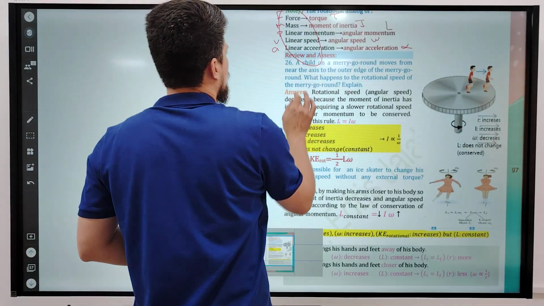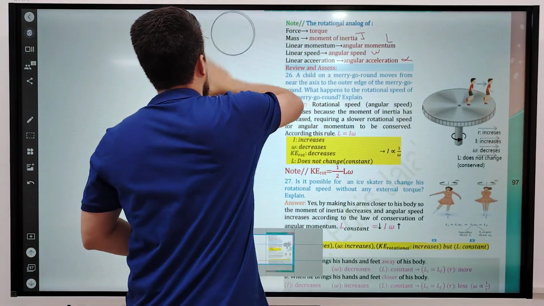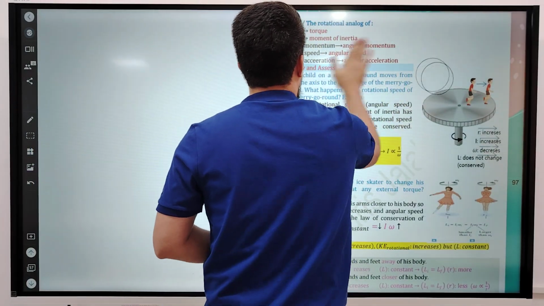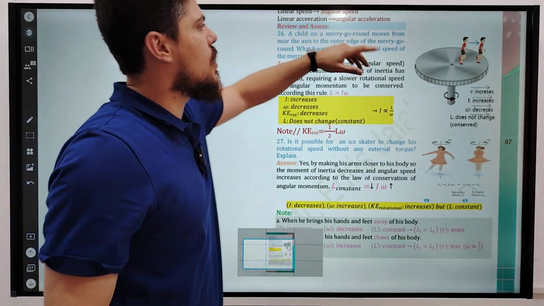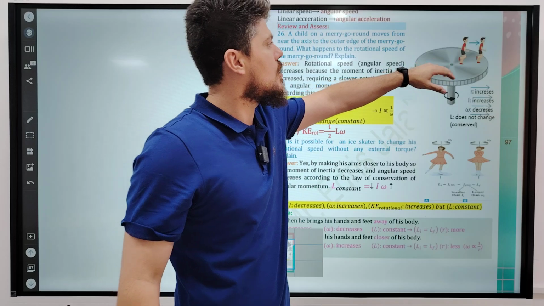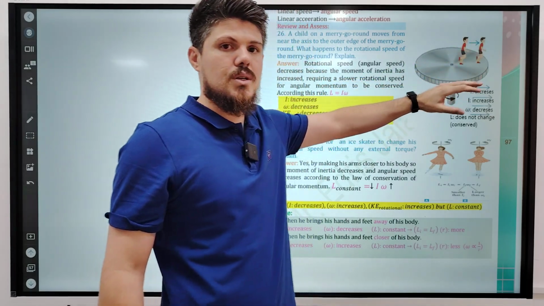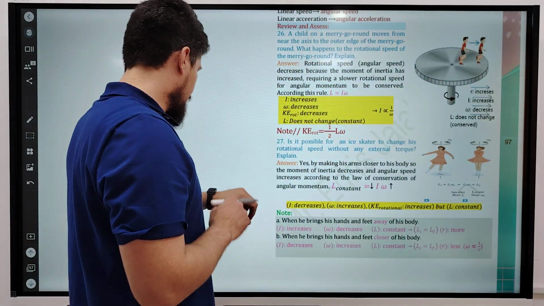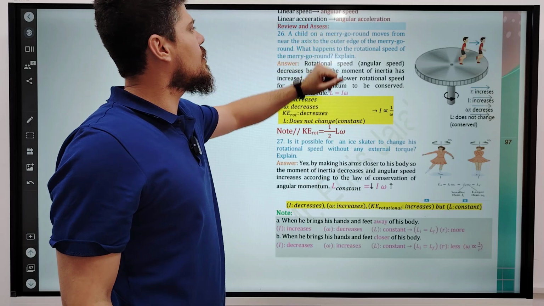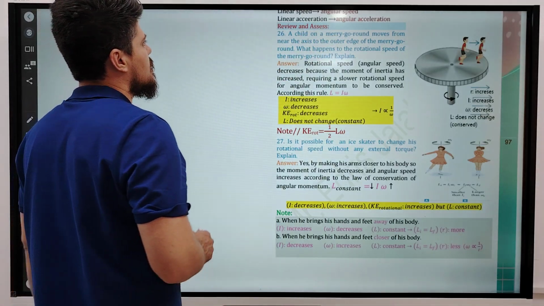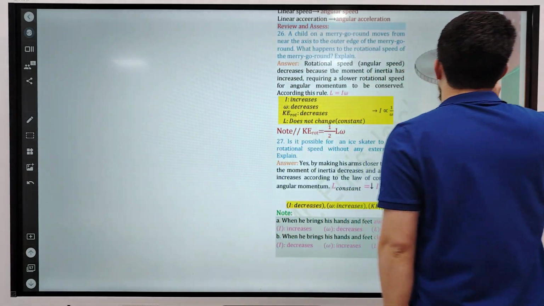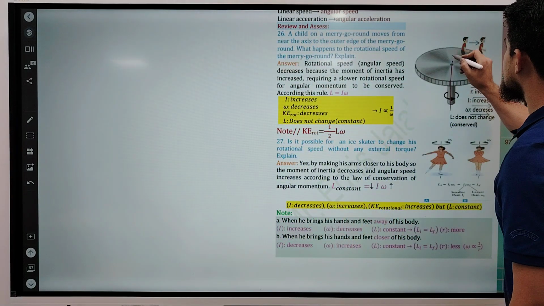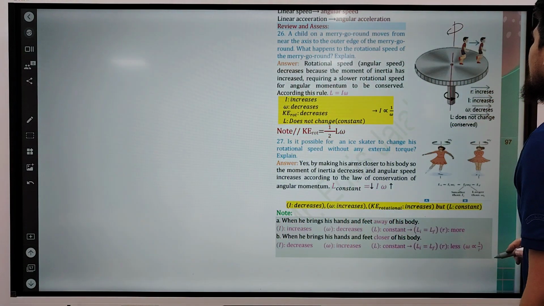Look at question 26. Very good question, guys. Listen carefully about the angular momentum for the system consisting of two objects, a merry-go-round and a student on the merry-go-round. A child on a merry-go-round moves from near the axis to the outer edge of the merry-go-round, as you can see in this picture. This is the merry-go-round, and this is its axis of rotation.